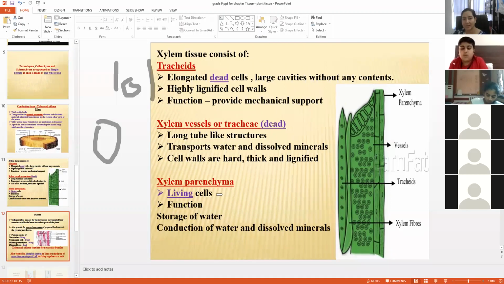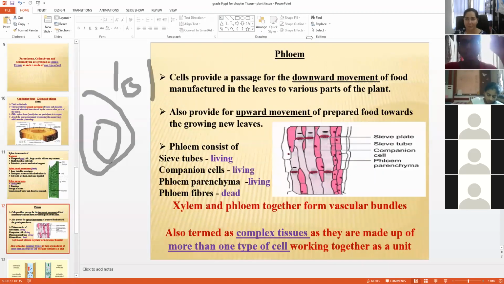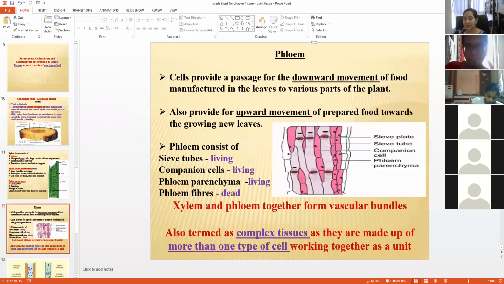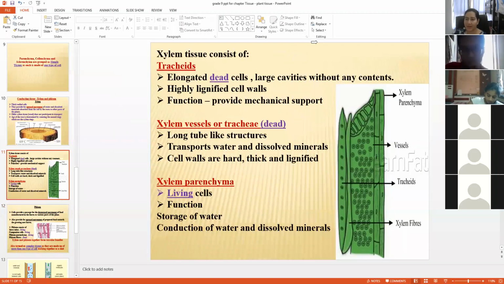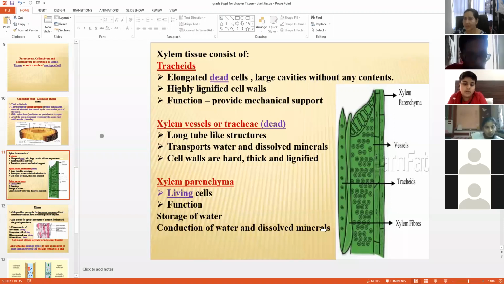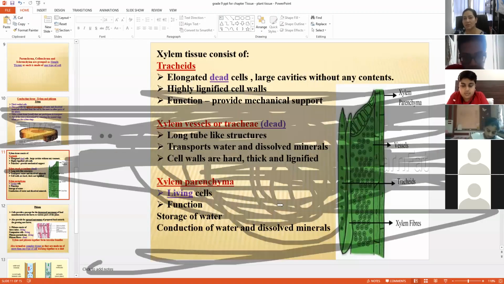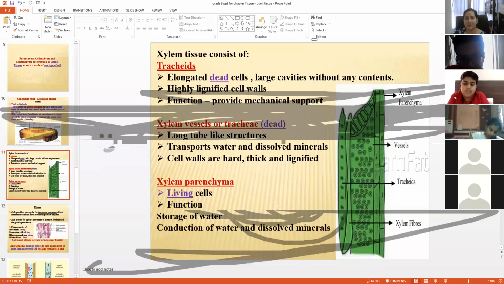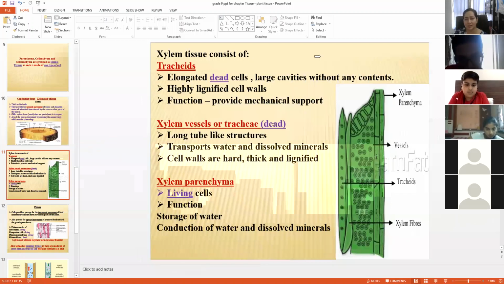Ma'am, why does xylem have to store water? I mean, xylem fiber is also dead, darling. But it's not given in the description you gave. Yeah, because the points are almost the same. Okay? So fibers are also dead. Only parenchyma is the living tissue here.